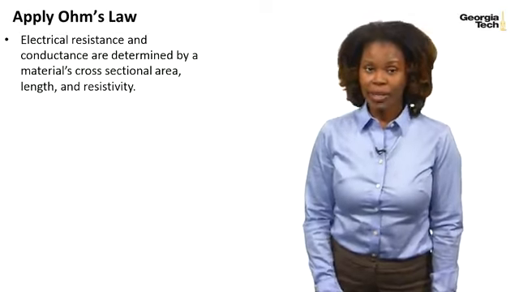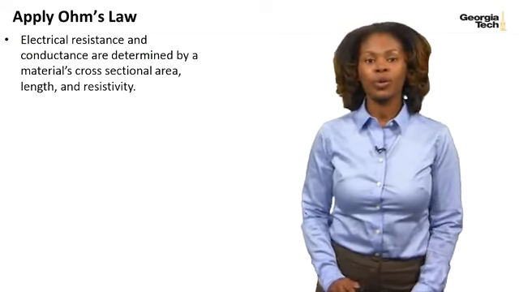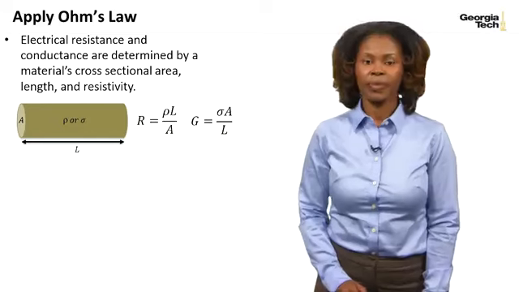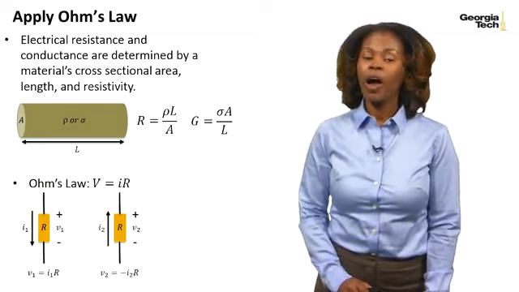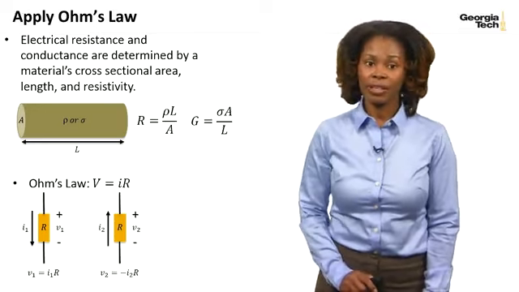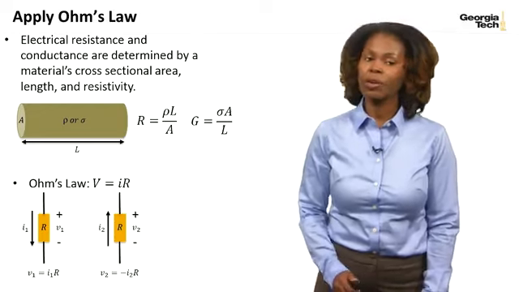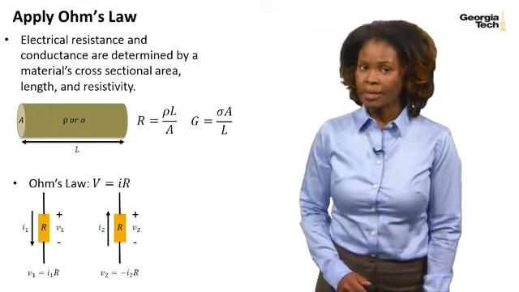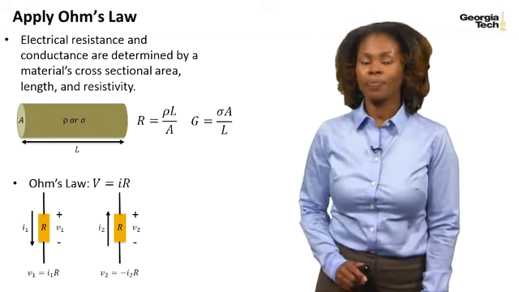The key concepts covered in this lesson are first, that electrical resistance and conductance are determined by a material's cross-sectional area, its length, and resistivity or conductivity. So R is rho L over A, or G is sigma A over L. Also, Ohm's law states that the voltage is the product of the current and the resistance. And if that current flows from the plus to the minus end of a voltage, in other words a voltage drop, then V is plus IR. If that current goes from minus to plus for the voltage, then V equals negative IR.